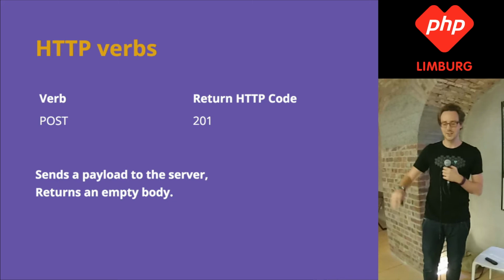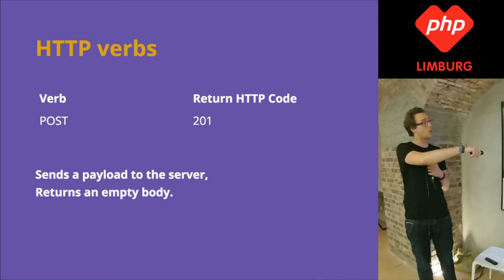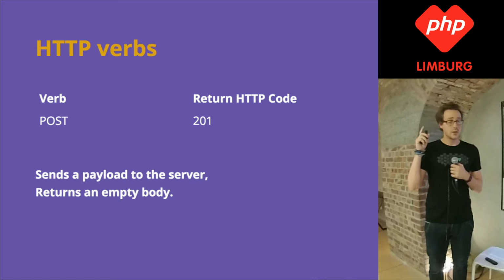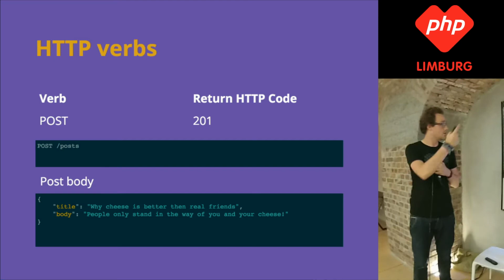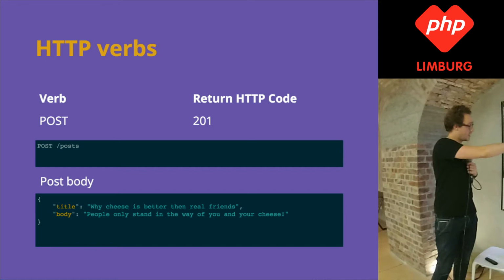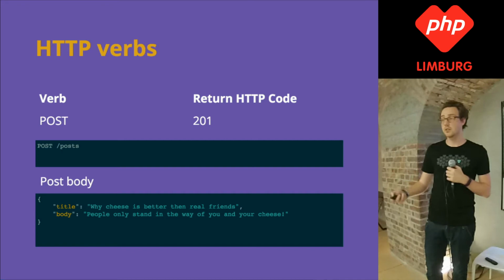Okay, so a post is just like a form you regularly submit to a website. It sends a payload to the server and returns an empty body with a 201 HTTP code. This is most used to create new endpoints. So this is an example of a post. Here we're going to send a post, and we send along the payload. That's what the body's called, the payload. A title and a body in this case, and it doesn't return anything as we discussed earlier.